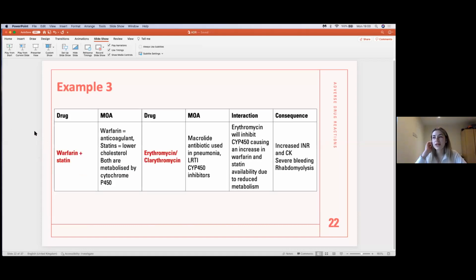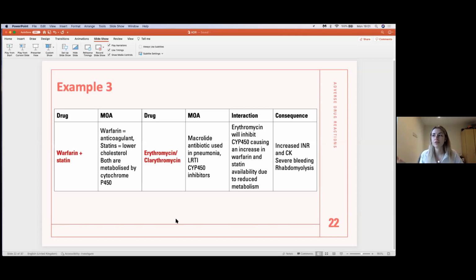So example 3, which is quite common, is patients who are on warfarin and a statin. Like I was saying before, warfarin is an anticoagulant, and statins lower the cholesterol in the blood. Both of these are metabolized by the CYP450 enzyme. And then clarithromycin or erythromycin is really, really common. It is prescribed for patients who are suffering pneumonia or lower respiratory tract infections. And these are CYP450 inhibitors.